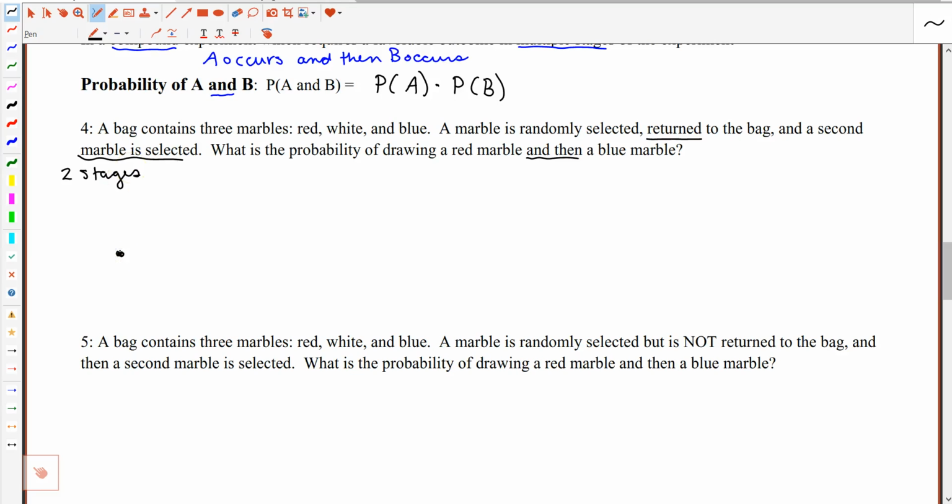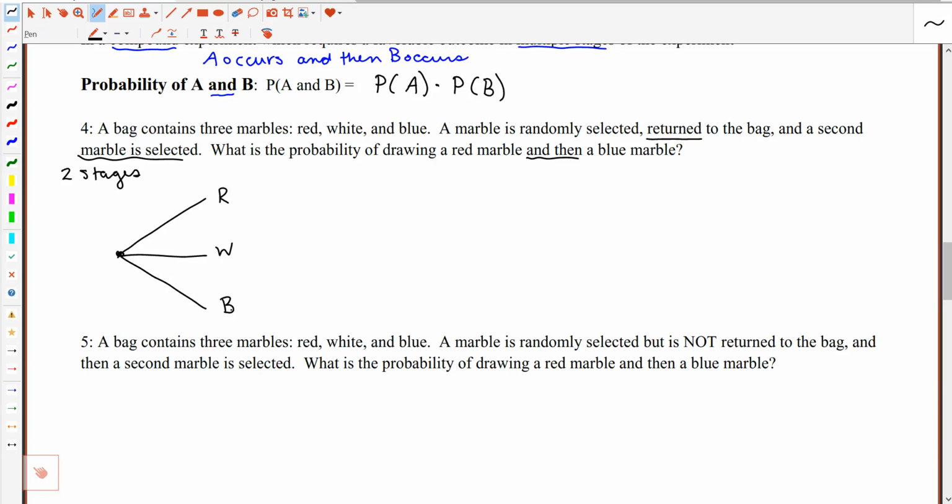Think about that first stage. You've got these 3 marbles in a bag, and you're going to pull a marble out. What could happen? Well, the marble you pull out could be red, it could be white, or it could be blue. So there are 3 possibilities, so I'm going to draw 3 branches. And at the end of the branches, I'm going to put what the outcome was: red, white, or blue.